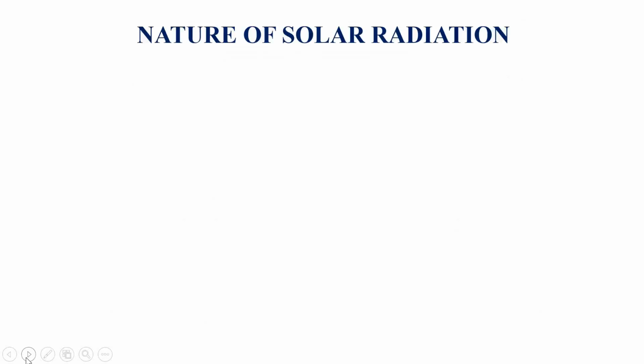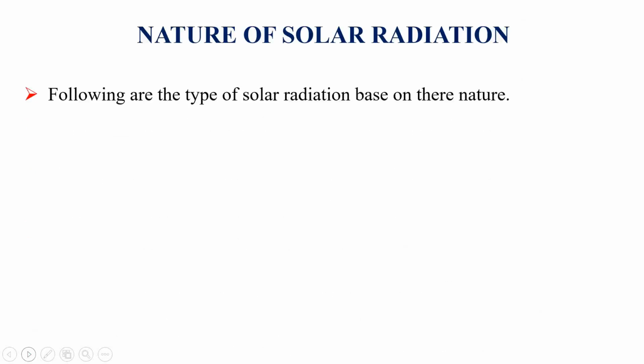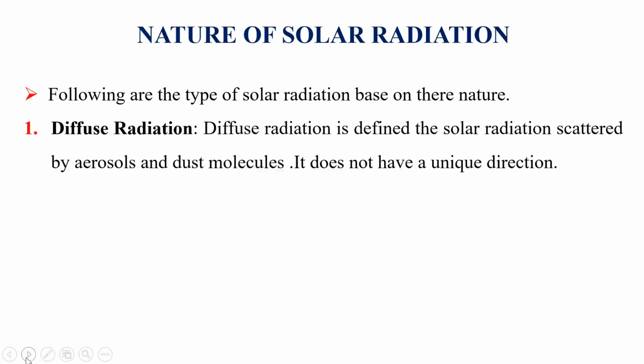First, we have discussed the nature of solar radiation. Following are the types of solar radiation based on their nature. First one, the diffuse radiation. Diffuse radiation is defined as the solar radiation scattered by aerosols and dust molecules. It does not have a unique direction.